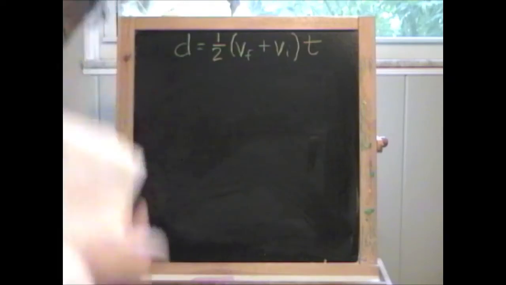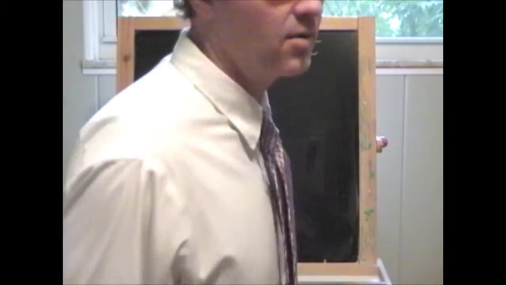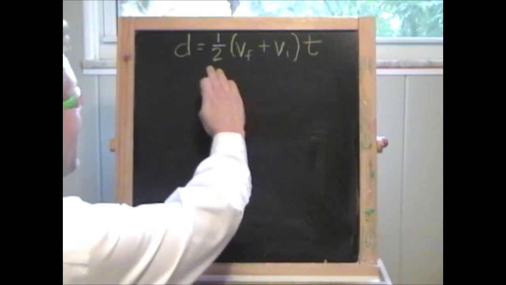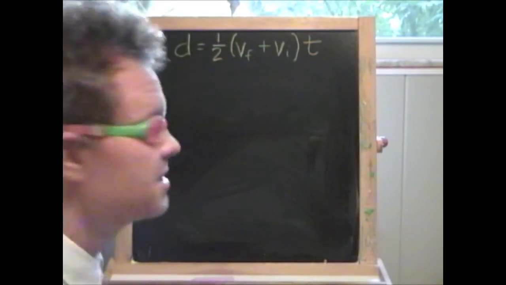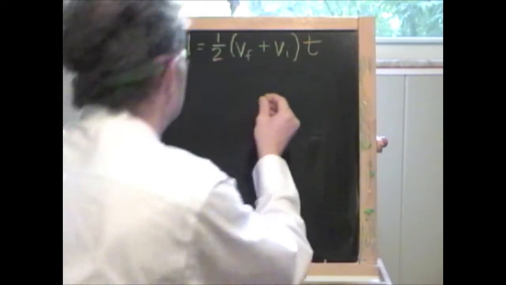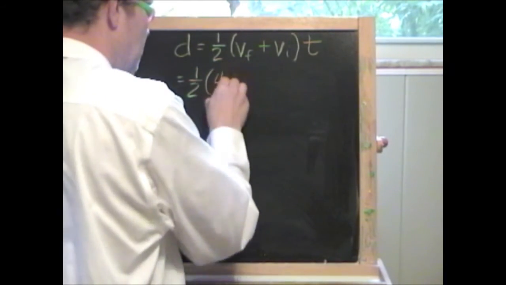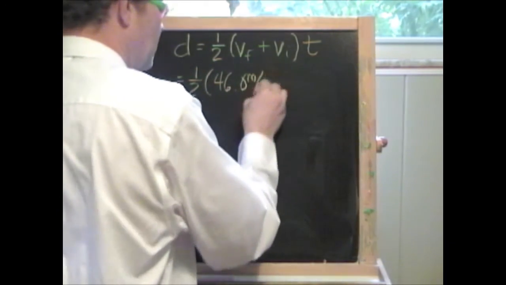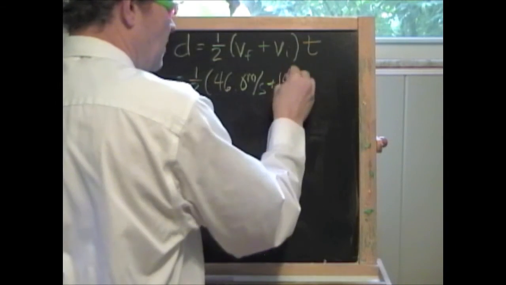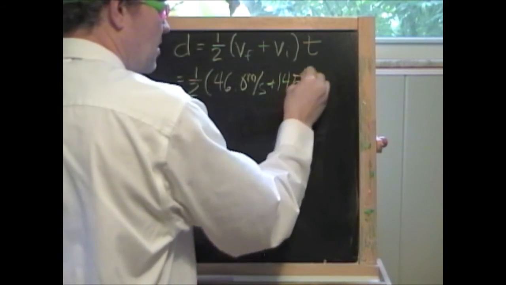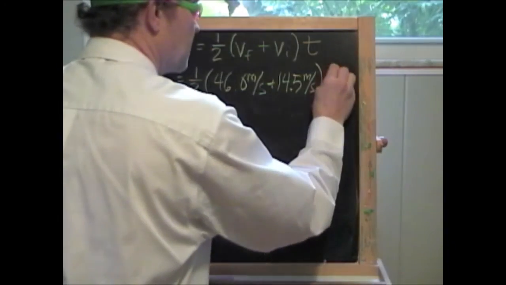Well, let's do this with a little lip dub. I'm going to go ahead, and of course, we got d equals 1/2 (vf plus vi) t. That's our second motion equation. So I go ahead and plug in some of the variables we have. 1/2 because we want the average of the final velocity. It got up to 46.0 meters per second. But of course, it began at only 14.5 meters per second. And it's been running for 3 seconds.